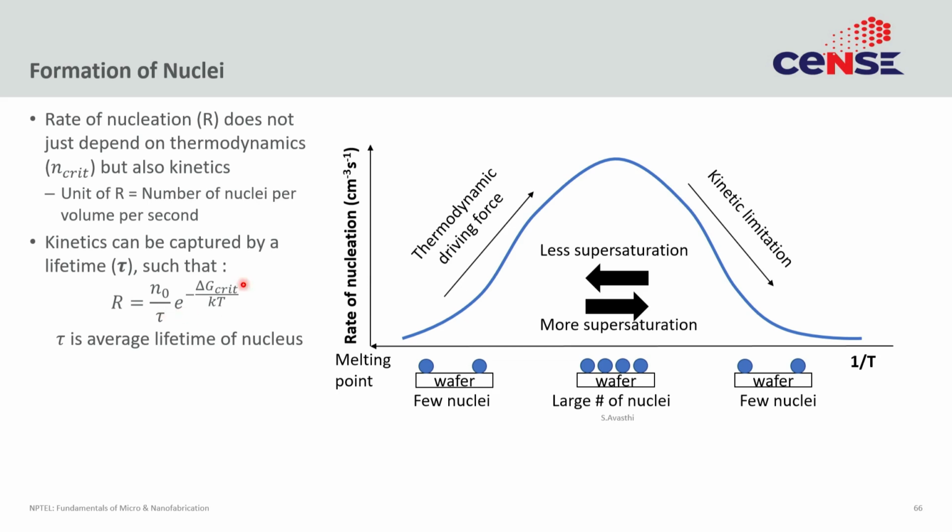With that formula, we can actually plot the rate of nucleation as a function of temperature. So we are plotting it in the Arrhenius model. So this is 1 over T. So this is increasing 1 over T, which means this is decreasing temperature. So this is high temperature, which is the melting point, and as you go, you reduce your temperature. Now this is the direction of less supersaturation, this is the direction of more supersaturation. And what you see is a U-type curve for nucleation.